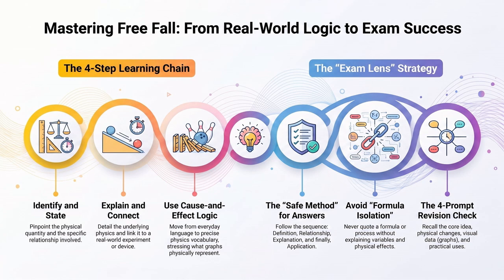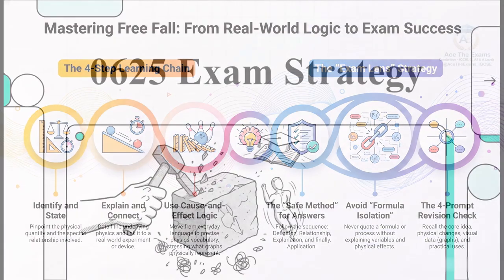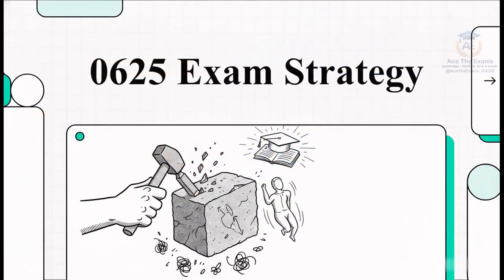Welcome to This Explainer. Today, we're diving into something I like to call the sculpture method. Basically, we're going to take a massive, raw block of physics information, completely chip away all those bad study habits, and reveal a masterpiece understanding of Cambridge IGCSE freefall. So if you've ever felt completely overwhelmed by forces and motion, trust me, you're in exactly the right place.